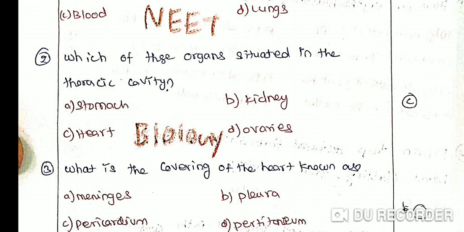The muscular heart is located in the thoracic cavity of the body. It is located on the ventral side of the body. The stomach, the kidneys and the ovaries are located below the heart and the lungs.